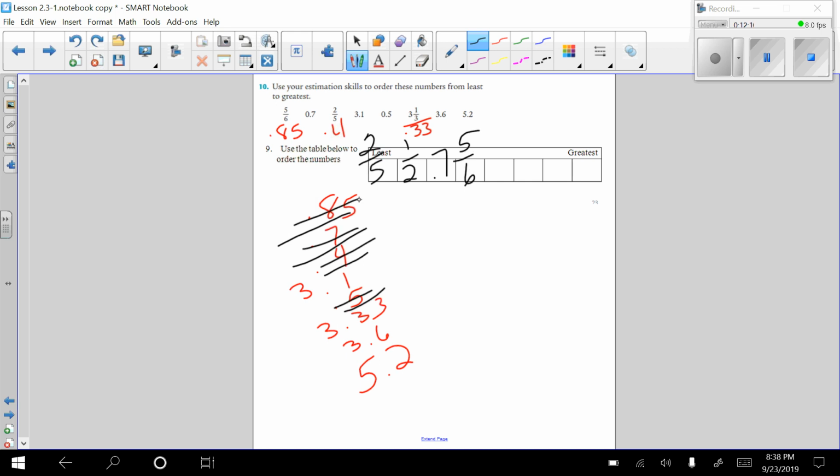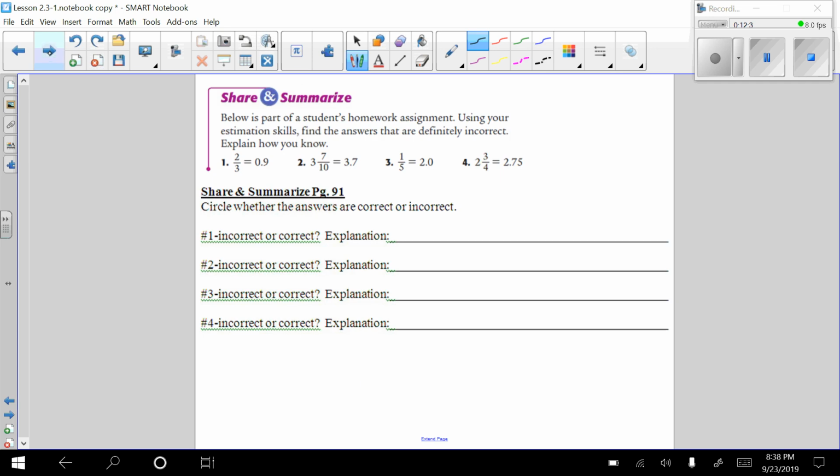Now look at the ones with whole numbers. I have 3.1, 3.33, 3.6, and 5.2. Well, we can see 3.1 will be the next smallest. Then 3.33, which is really 3 1/3, 3.6, and 5.2. Go ahead and give it a try.